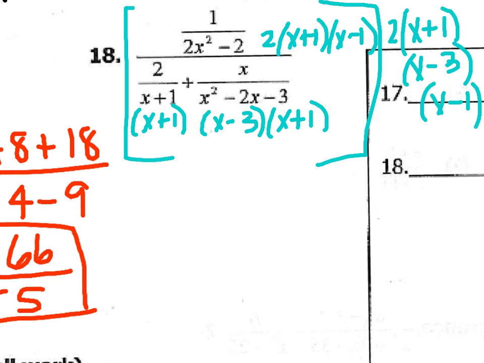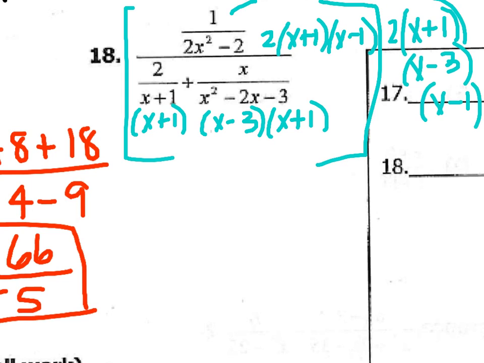I started off by factoring all 3 of these. Our overall LCD ended up being 2 times x plus 1 times x minus 3 times x minus 1. So I'm actually going to cancel some stuff out in my head. When I distribute to this first term, the 2's cancel. The x plus 1's cancel. The x minus 1's cancel. So I'm left with x minus 3.